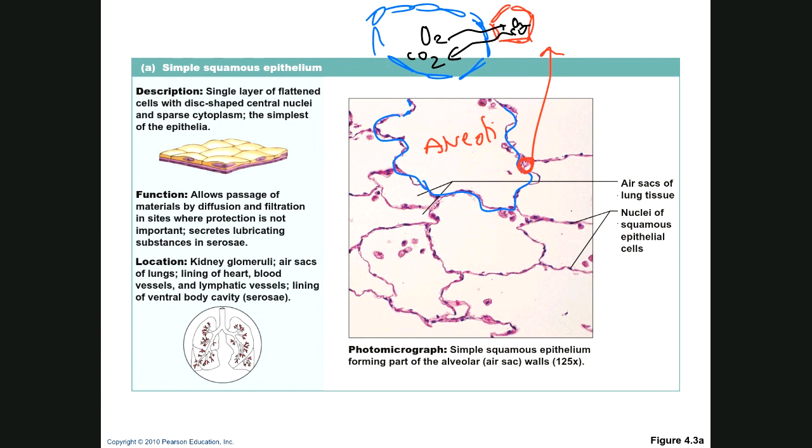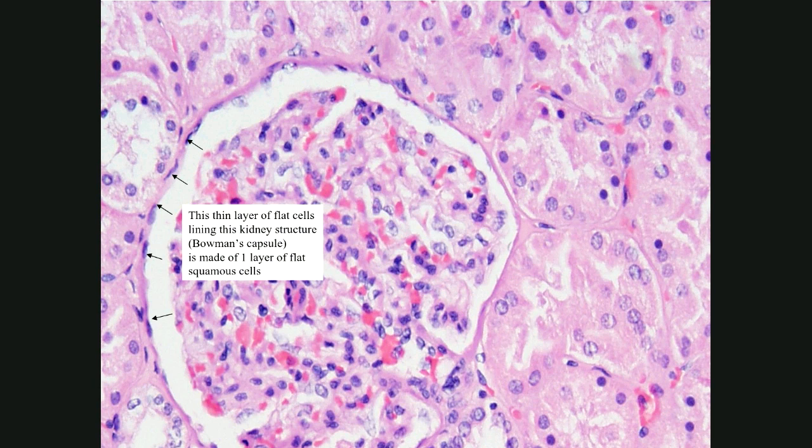All right, so one of the locations of simple squamous epithelium will be the alveoli of the lungs, and lining the surface of all blood vessels, including capillaries. I'm not going to worry about this PowerPoint. Just showing you another place where we find simple squamous epithelial tissue.